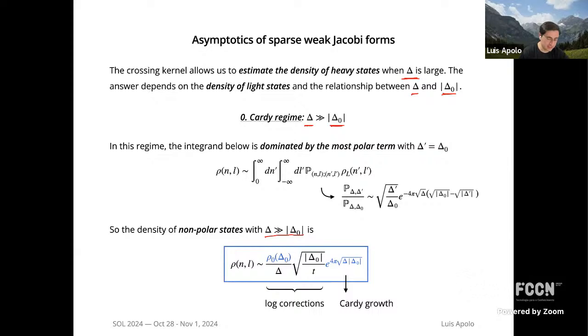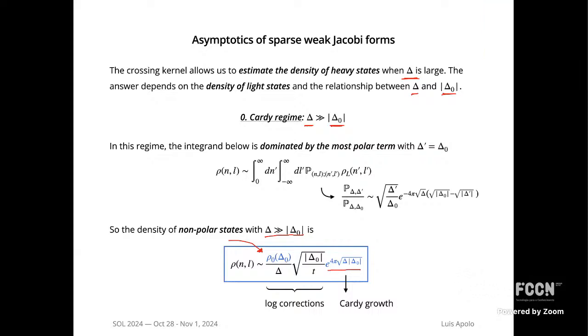In this formula, we recognize two things. First, this term here is the Cardy growth, and these other terms are the log corrections. These log corrections are universal. They depend on the index of the weak Jacobi form. They also depend on the density of ground states, because the weak Jacobi form is not necessarily normalized to have a ground state equal to 1. It could have some other value, but that's all these log corrections will depend on. So in this sense, this formula is universal. It doesn't depend on the details of how the light states grow in this weak Jacobi form.